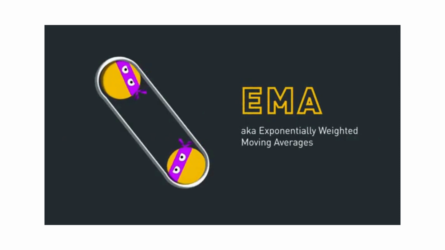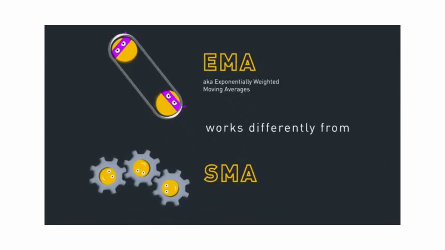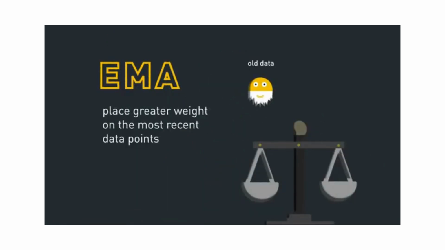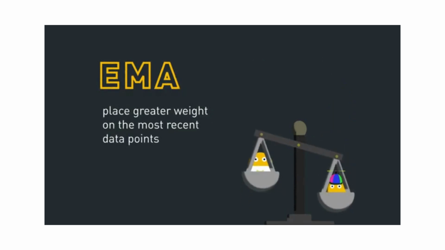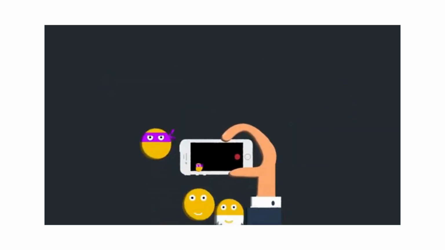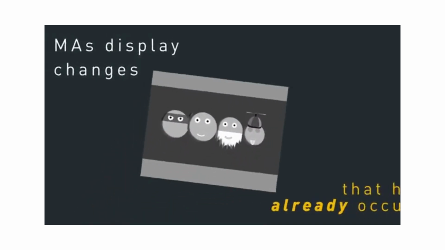Exponential moving averages, also called exponentially weighted moving averages, work a little differently from simple moving averages. EMAs place greater weight on the most recent data points than SMAs, which means they react more significantly to recent price movements. Both kinds of moving averages are calculated using data from previous days, making them lagging indicators. In other words, they can only display changes that have already occurred.